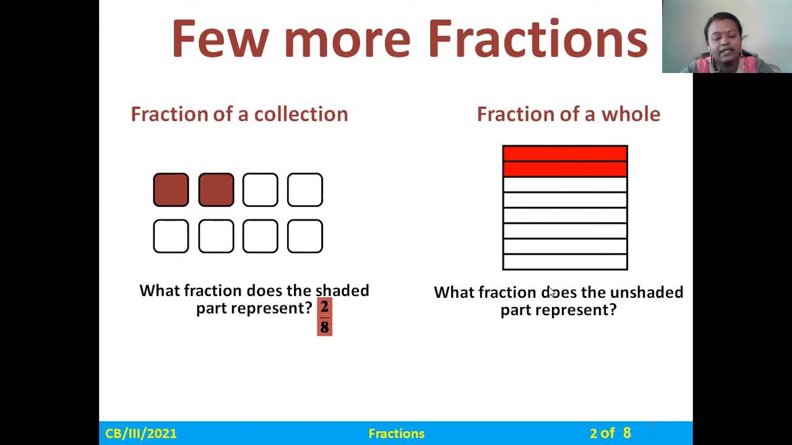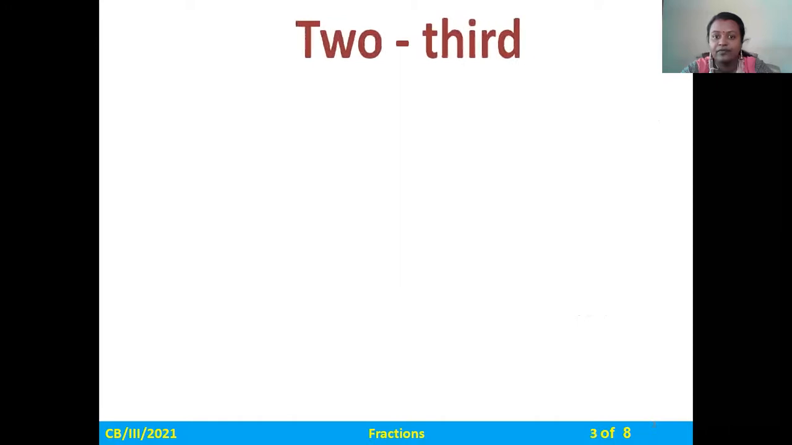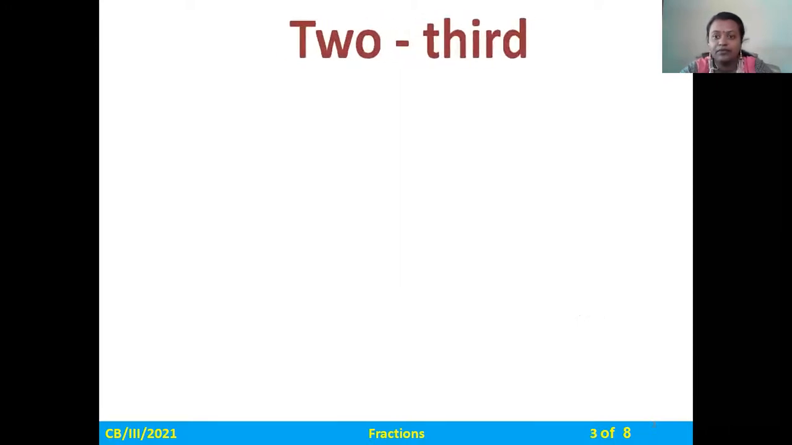So now here let us find the fraction that shows the unshaded part. Yes, here we have unshaded, that is the blank part, 6 out of a total of 8. So the fraction of the shaded part is 2 upon 8 and the fraction of the unshaded part is 6 upon 8. Let us see a few more concepts of fractions.